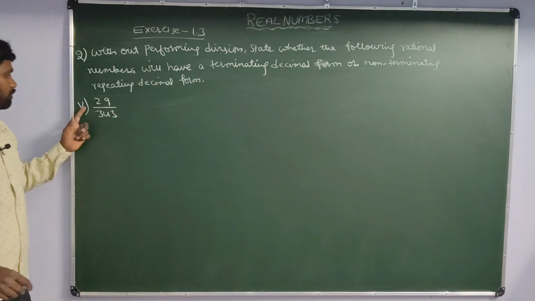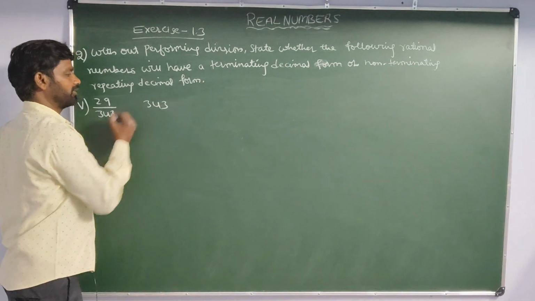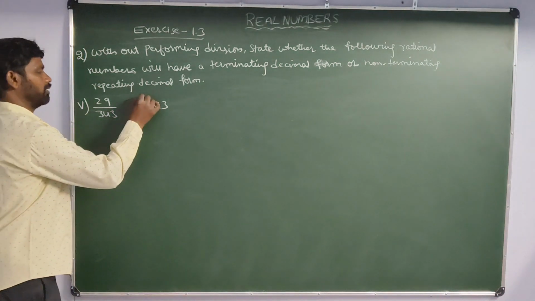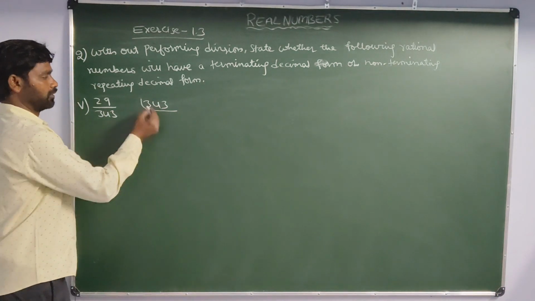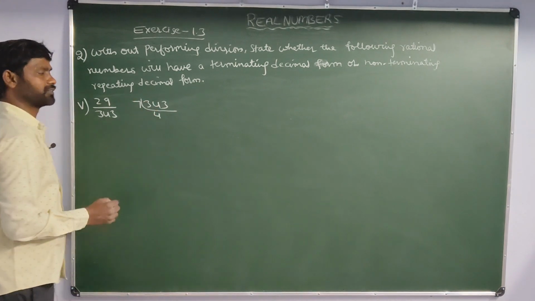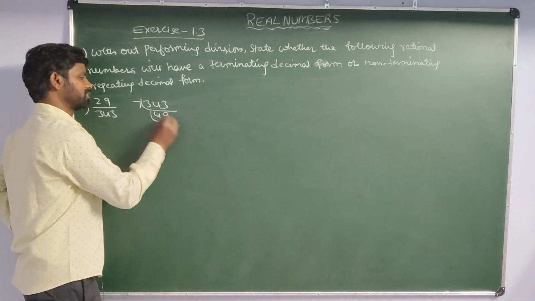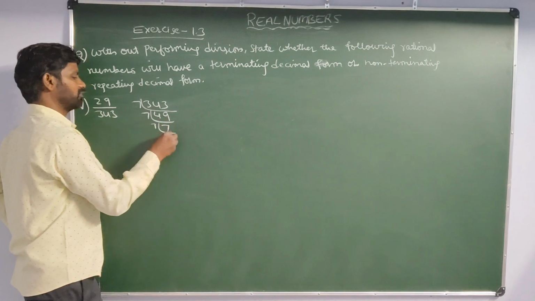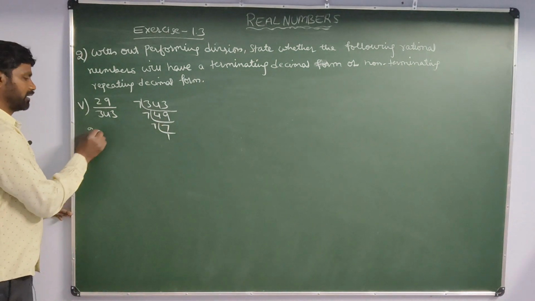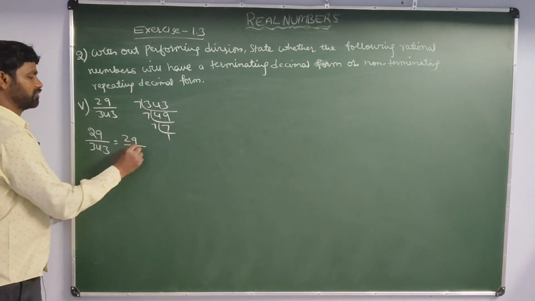Next question, fifth question, 29 by 343. Take the denominator, that is 343. Find the prime factors. 7, 7 fours are 28, 6 remains, 6 3 63, 7 nines are 63. Next 7 sevens are 49, 7 ones are 7. So 29 by 343 is equal to 29 by 7 cube.